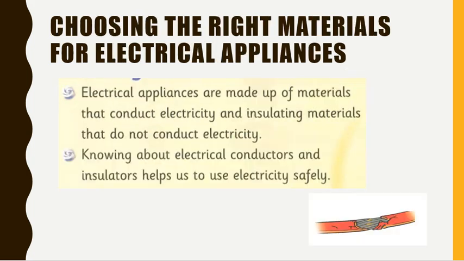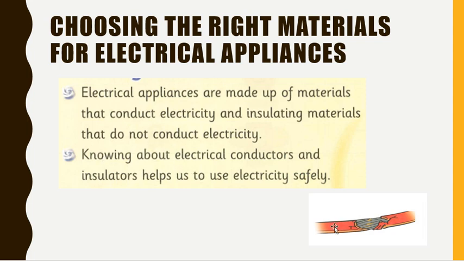The last topic we have explained is choosing the right materials for electrical appliances. In our everyday life, we have a lot of electrical appliances in our home, and it's very important to use them safely. Electrical appliances are made up of materials that conduct electricity and insulating materials that do not conduct electricity. Knowing about electrical conductors and insulators helps us to use electricity safely.